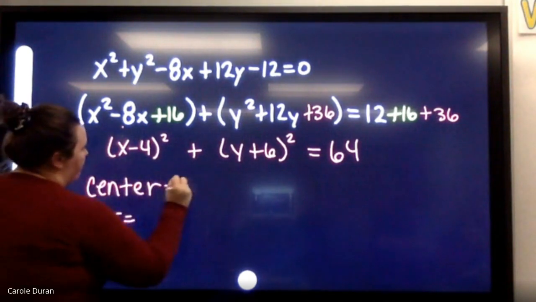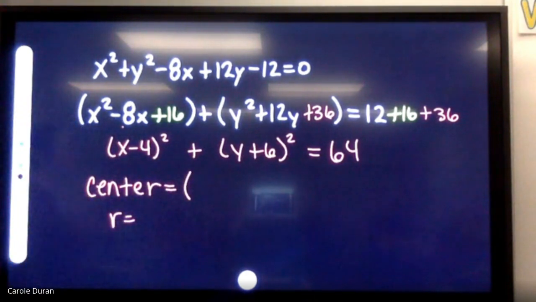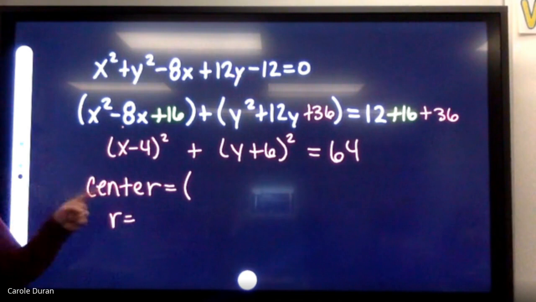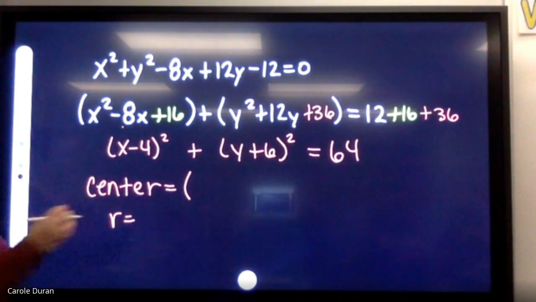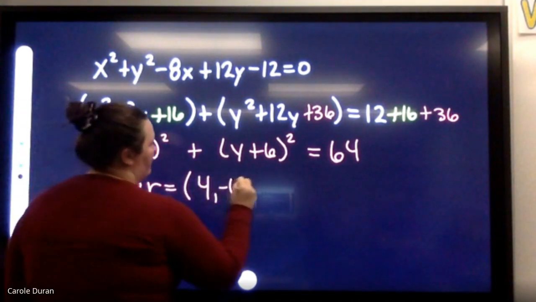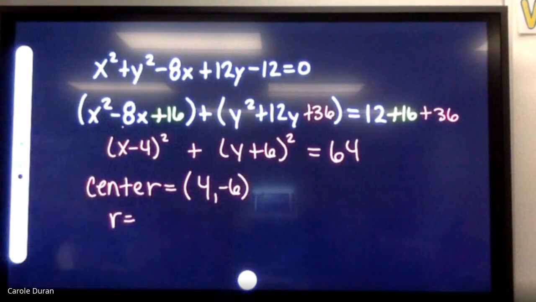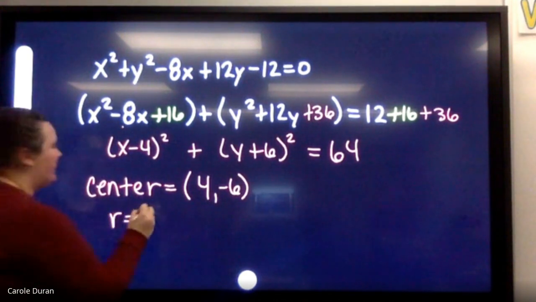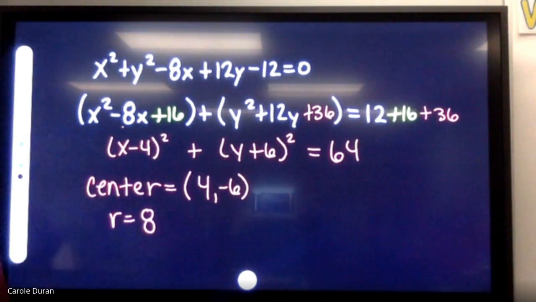Kennedy, what's my center? Negative 4, 6, right? Opposite signs. 4, negative 6. And then my radius, Jonah. Square root of 64 is 8. So then we're done. You just gotta find your center, and your radius is always what I'm looking for. Now we gotta graph that.